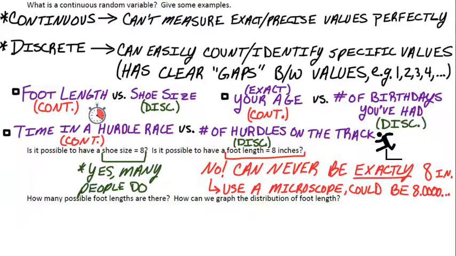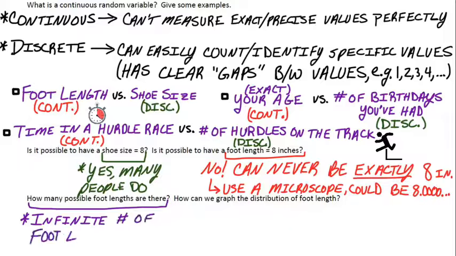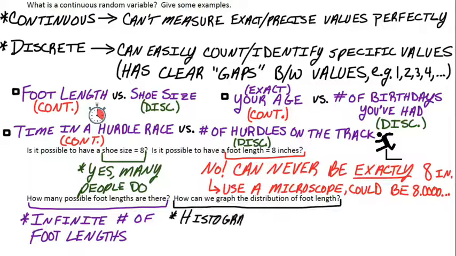So then the next question asks, how many possible foot lengths are there then? And the answer is, if they can all be off by some really, really tiny decimal, that means there's an infinite number of foot lengths. Just like this decimal could go way out to infinity, there's an infinite number of foot lengths. Each one could be slightly different than the other, down to like the 100th decimal place. So then the question is, how can we graph the distribution of foot lengths if there's an infinite number of them?